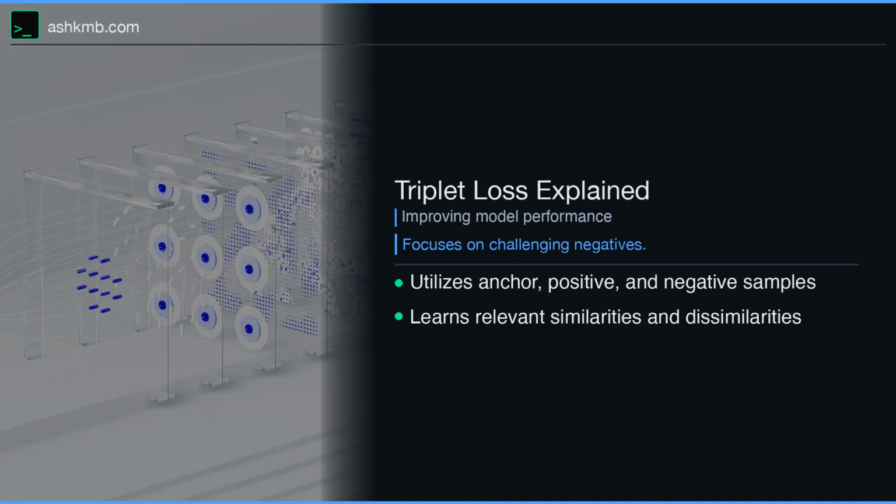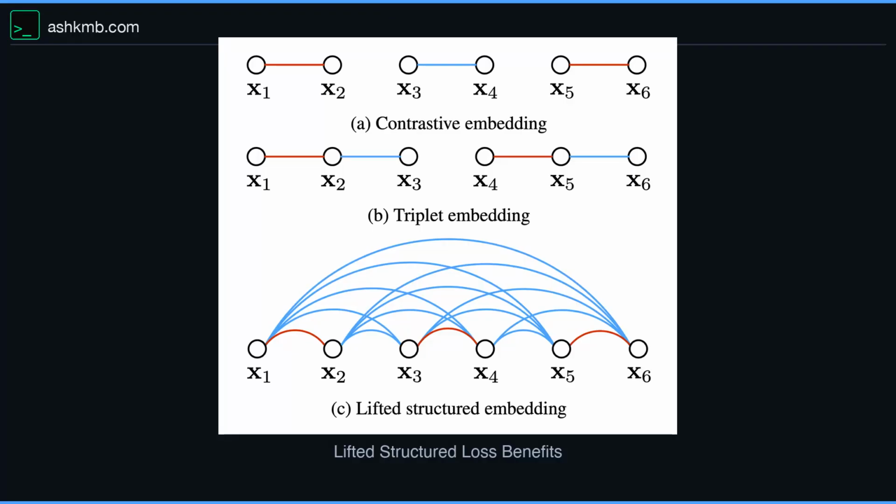Triplet loss effectively improves model performance through hard negative mining. By selecting one positive and one negative sample, it allows the model to learn the relevant similarities and dissimilarities more effectively. Lifted structured loss improves computational efficiency in contrastive learning. This method leverages all pairwise edges in a training batch to enhance the quality of negative samples and streamline learning.